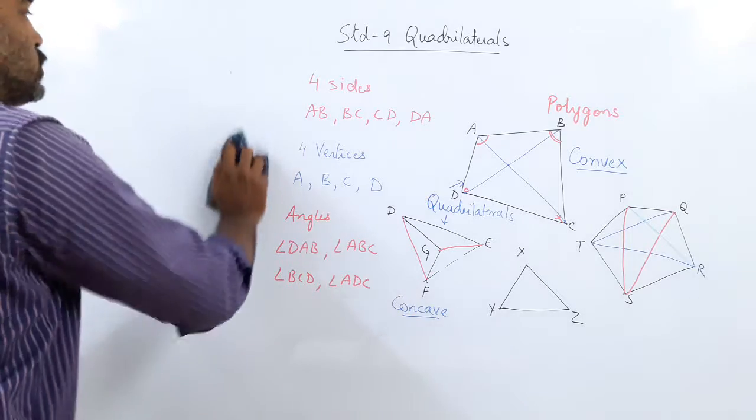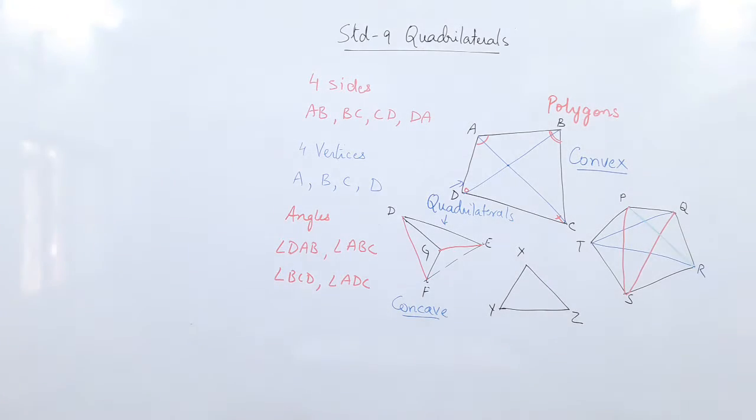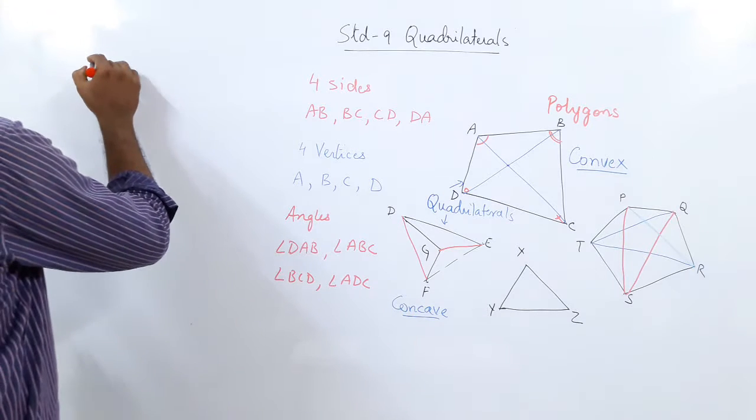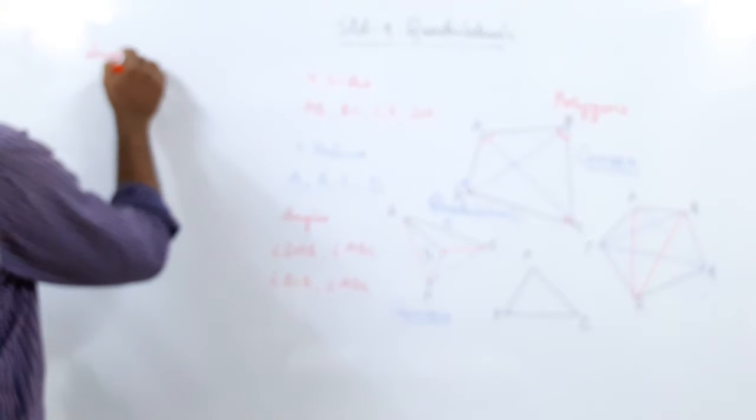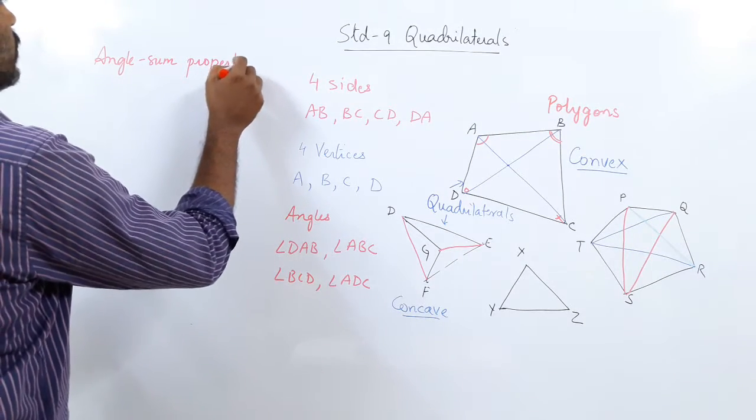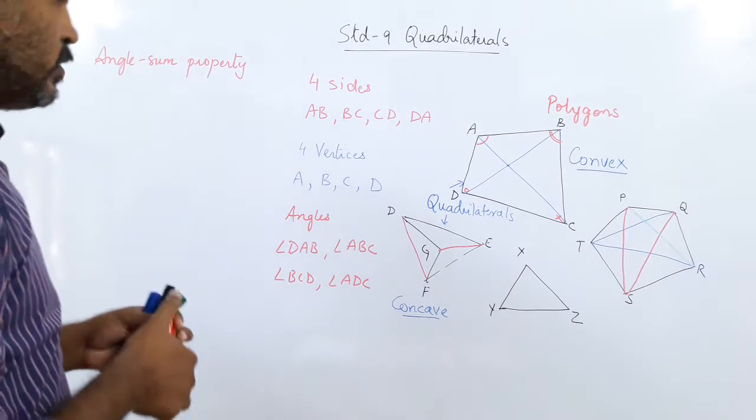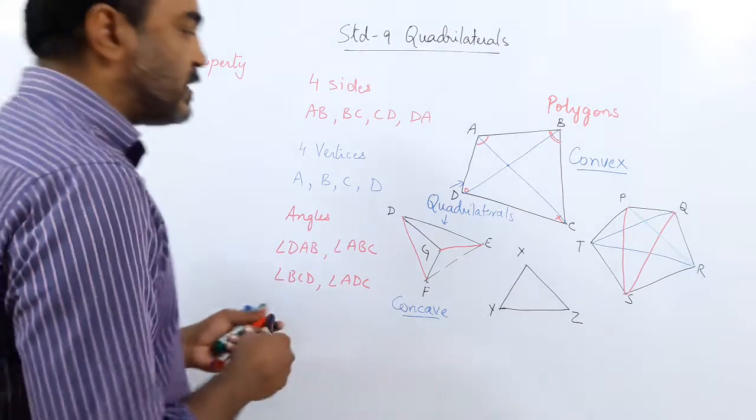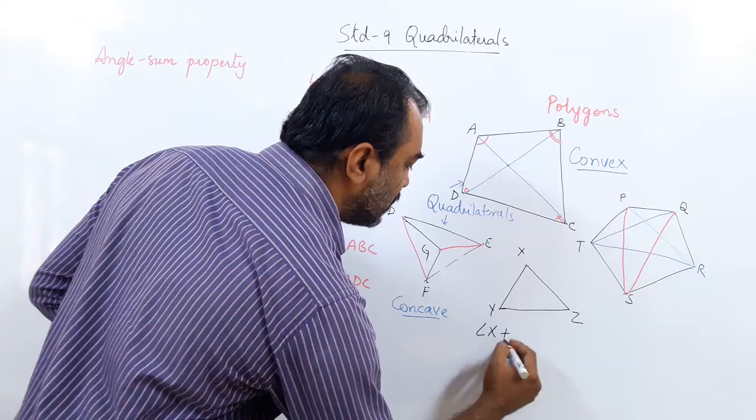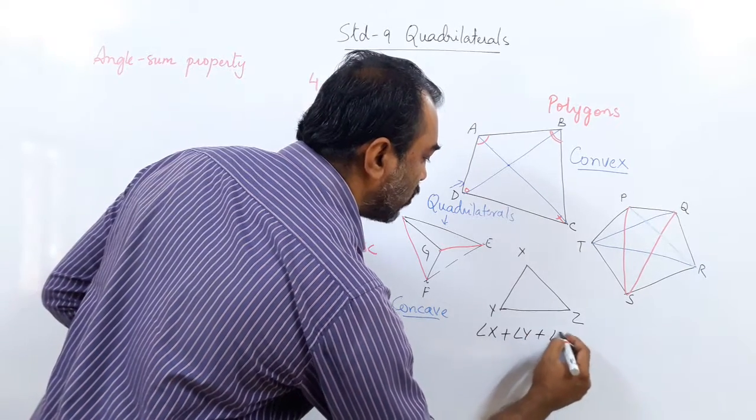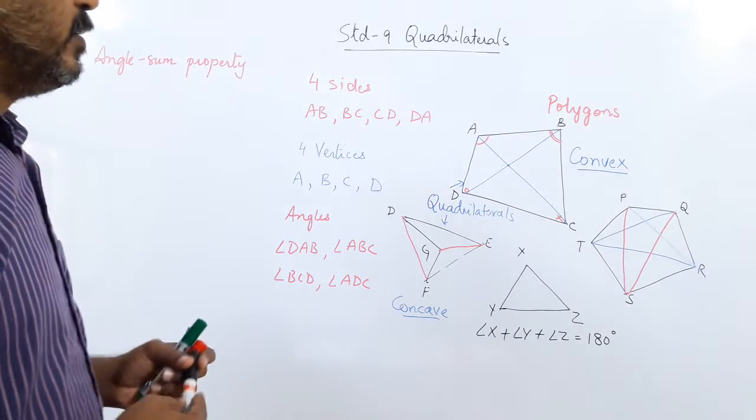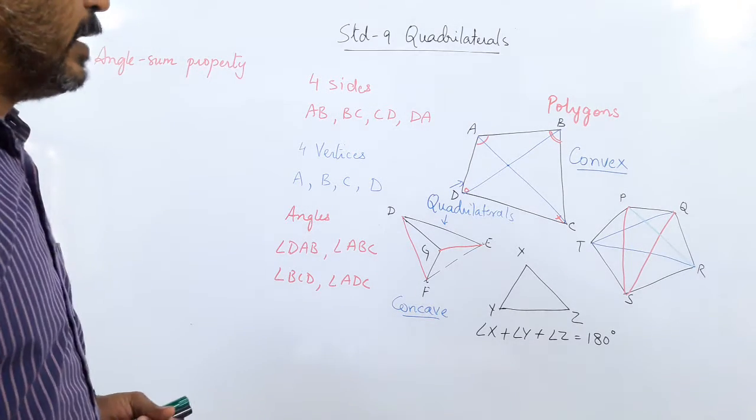The first property of quadrilaterals is the angle sum property. So what do you have to understand? Angle sum property of a quadrilateral. Now you know the angle sum property of a triangle. What is the angle sum property of a triangle? The angle sum property of a triangle is if you add the three angles of a triangle, you always get the sum of 180 degree. We did this in the previous chapter called triangles.